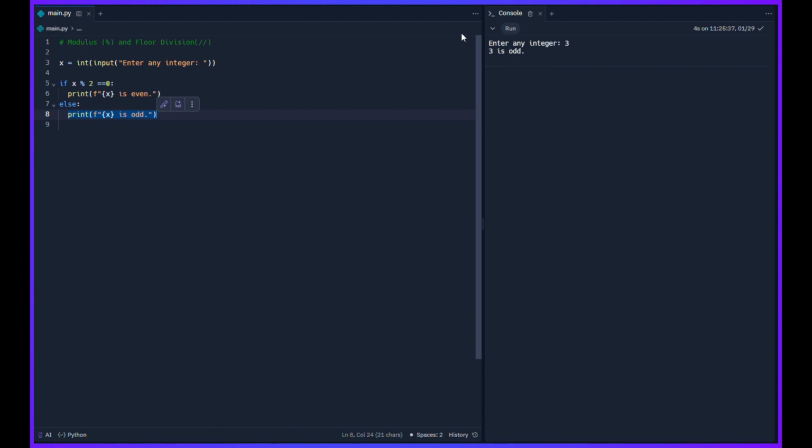Now if it were 2, let's say we just chose 2. 2 divided by 2 is 1 with a remainder of 0. So that's pretty much what this function is asking us.